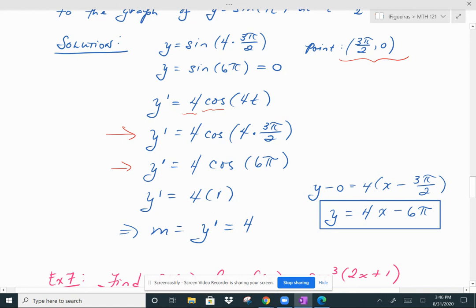So when you use your point and your slope of 4 into the point slope formula, you get y minus 0 equals 4 times x minus 3 pi over 2, which gives you y equal to 4x minus 6 pi as a final answer.